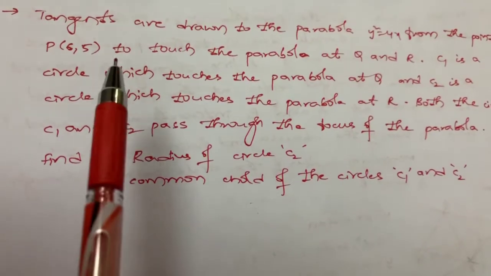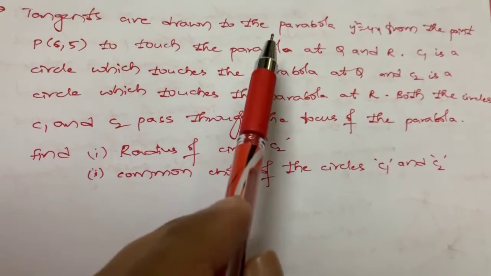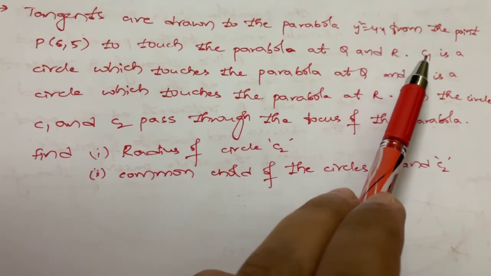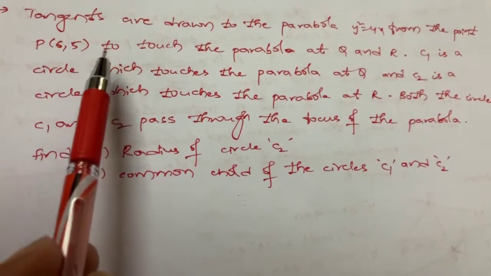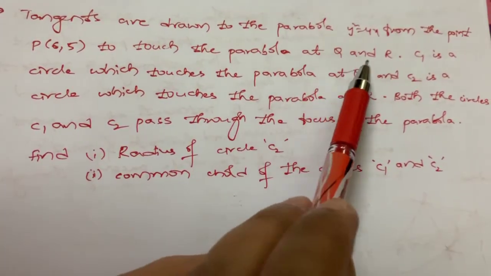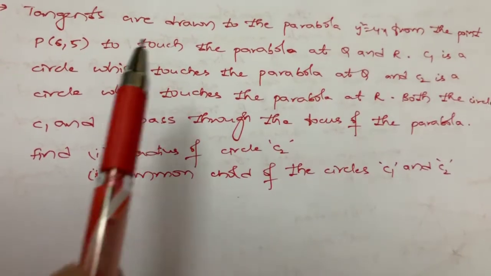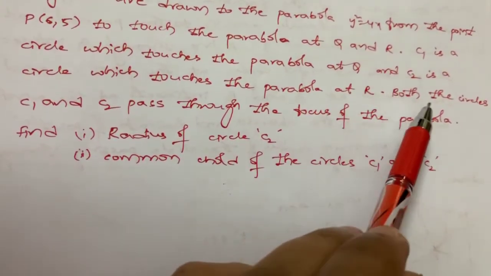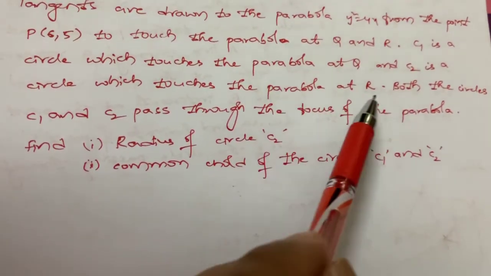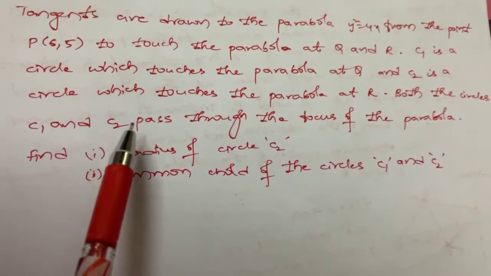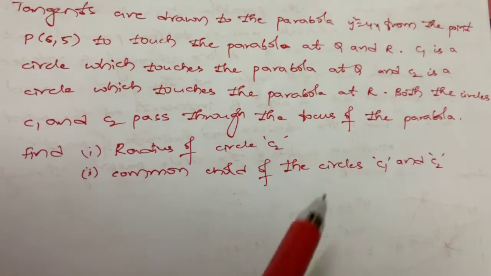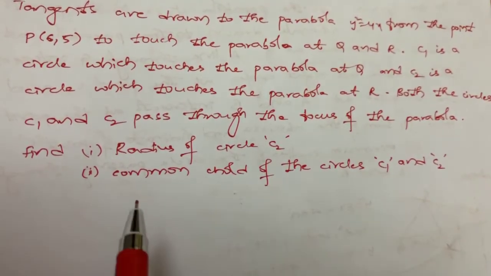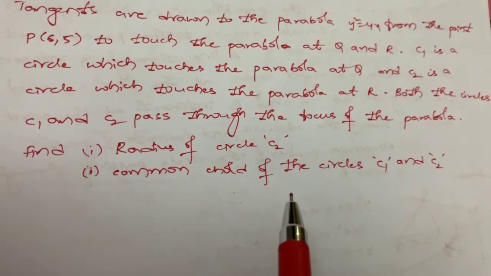Let's look at this problem. Tangents are drawn to the parabola y square equal to 4x from the point P(6, 5) to touch the parabola at Q and R. C1 is a circle which touches the parabola at Q, and C2 is a circle which touches the parabola at R. Both the circles C1 and C2 are passing through the focus of the parabola. Find the radius of the circle C2, common chord of the circle C1 and C2.